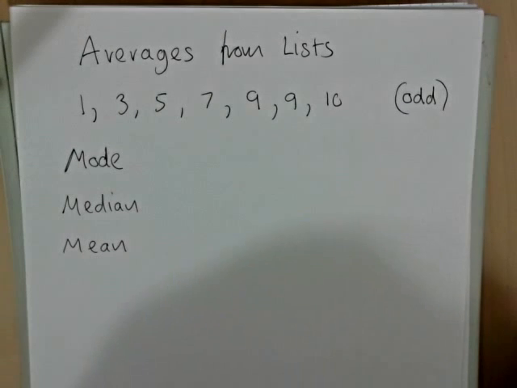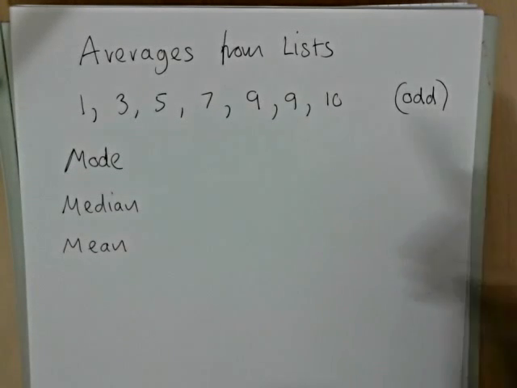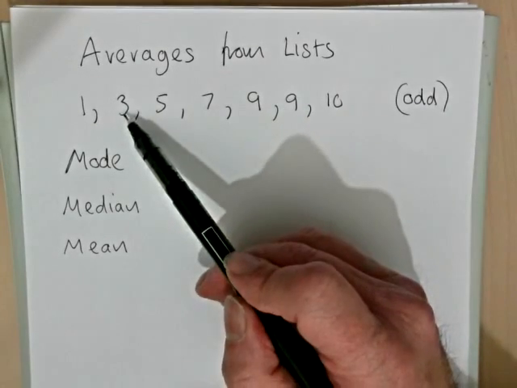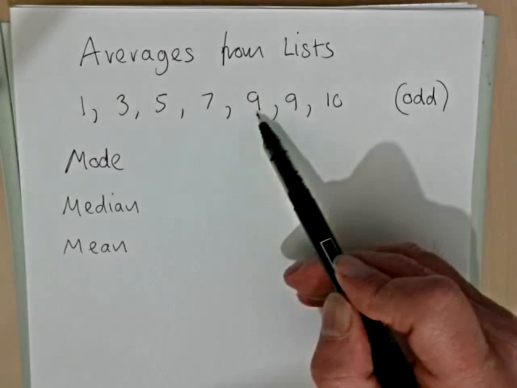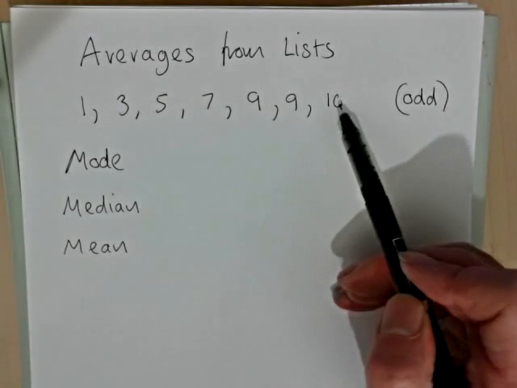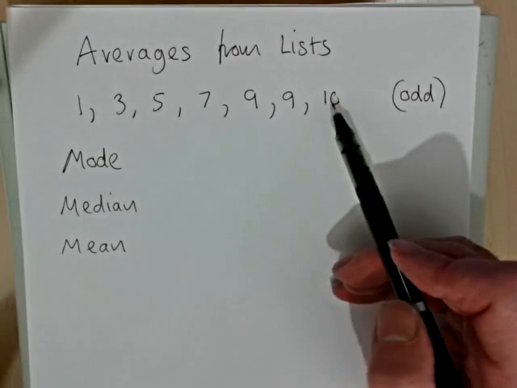In this short video, I'm going to show you how to find the mode, the median and mean from lists of numbers. Now, let's suppose this is the number of letters that have been received by 7 households on one particular day. So the lowest number received is 1, another house receives 3, then another house received 5, another house received 7, 2 houses received 9, and 1 house received 10.